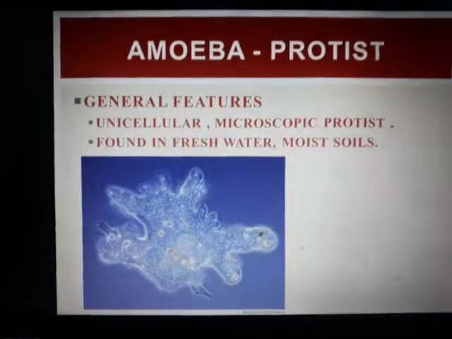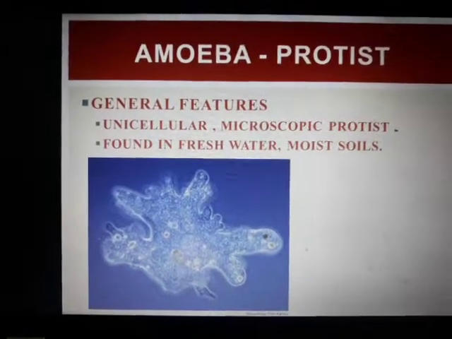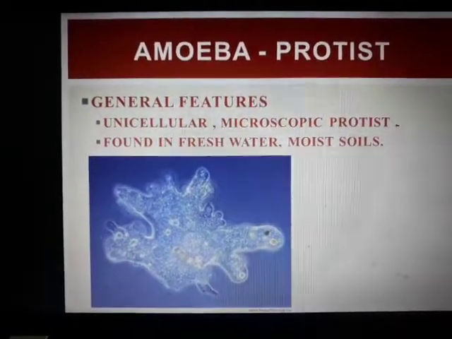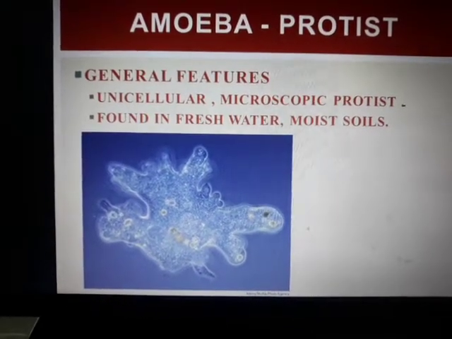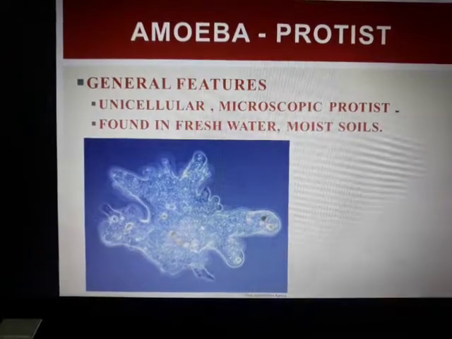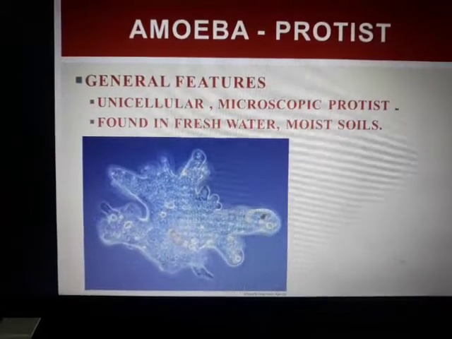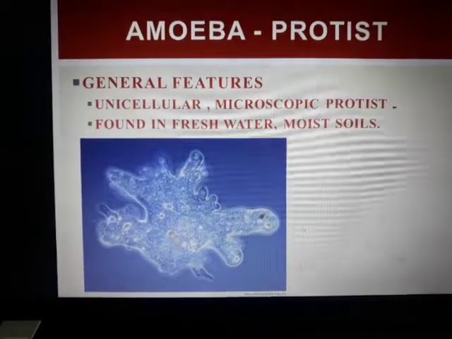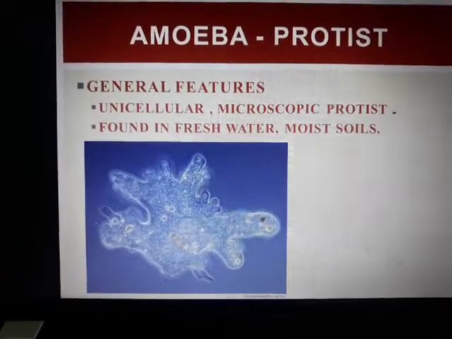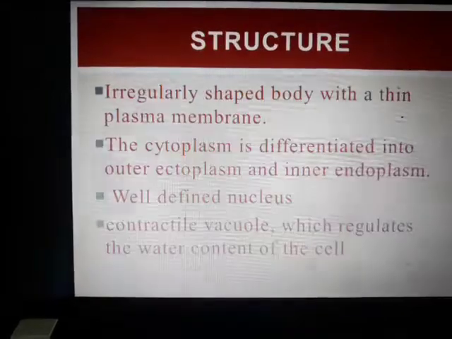So amoeba is a protist. Please do not get confused. Bacteria belongs to Monera. Amoeba is a protist. Here it is a unicellular microscopic protist and it is found in fresh water and moist soil. The biggest difference is that bacteria is a prokaryote, whereas amoeba is a eukaryote, though both of them are unicellular.